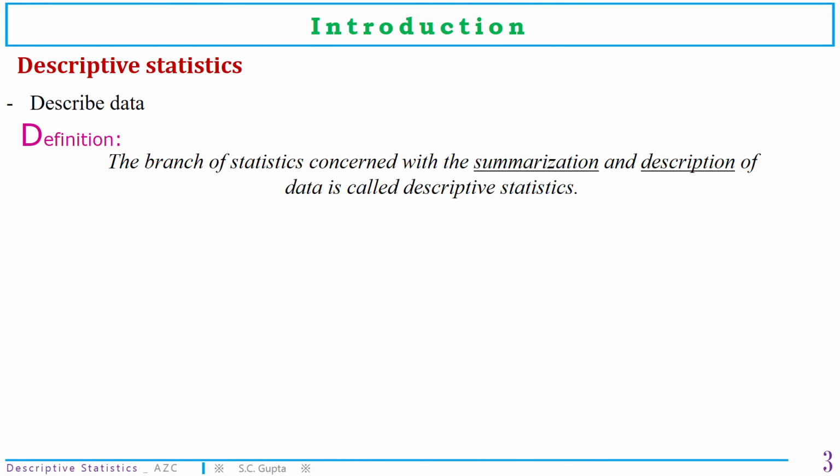Descriptive statistics produces descriptive data, which are summaries that describe the main features, patterns, and characteristics of a dataset, making large amounts of raw data understandable without drawing broader conclusions about a population. The branch of statistics concerned with the summarization and description of data is called descriptive statistics.